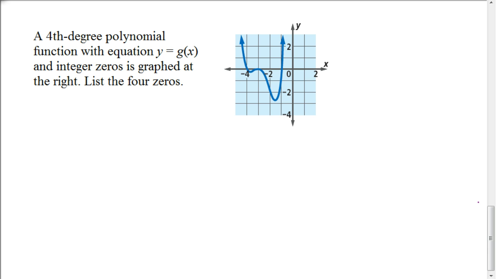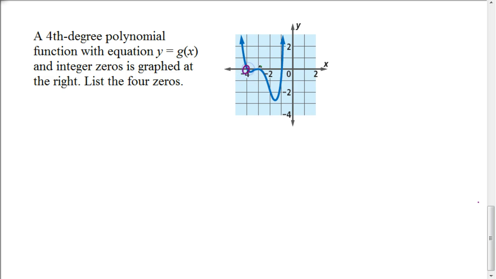So why don't you take a second and look at this one. This one says a 4th degree polynomial function with the equation y equals g of x. We don't actually know the equation. And integer zeros is graphed at the right. List the 4 zeros. Make sure you include multiplicities if they're on this one. So why don't you pause the video and hit play when you're ready to check your answer.